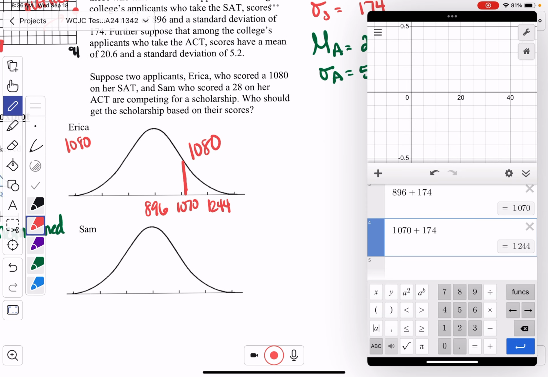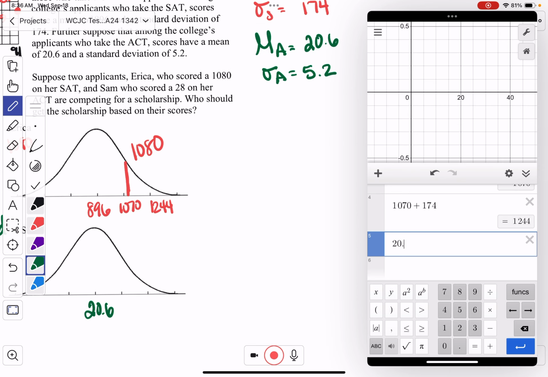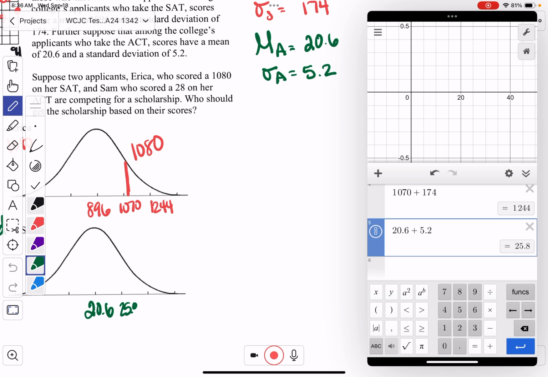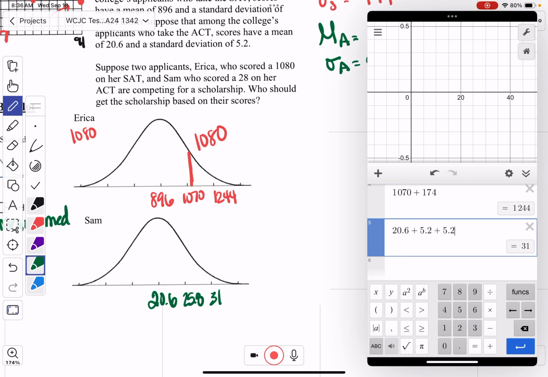Sam took a different test, whose mean is 20.6 and standard deviation is 5.2, so I'll do 20.6 plus 5.2. I get 25.8 plus 5.2, and that's a 31. We can stop there because her score was a 28. So when I look at this, her score is somewhere over here.